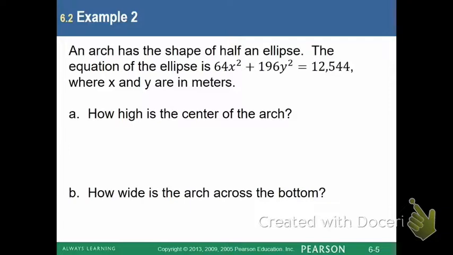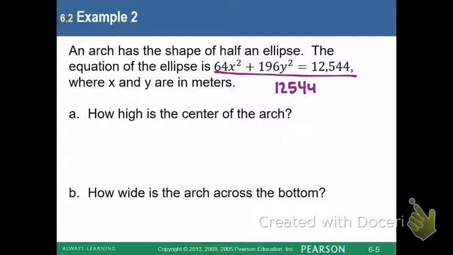Okay, next one. An arch has the shape of half an ellipse. The equation of the ellipse is, and then it gives your equation, where x and y are in meters. How high is the center of the arch, and how wide is the arch across the bottom? So first, notice that this equation is not set up how we're used to with ellipses. We want them to be set equal to 1. So our first step here is to divide everything by that 12,544 to get the right side equal to 1.